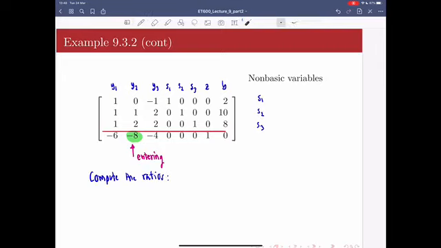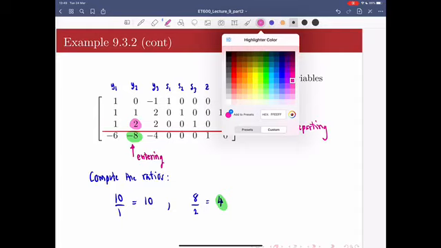So divide 10 by 1, the ratio is 10. And the other ratio is divide 8 by 2, which is 4. And then we compare between those two ratios and find the smallest non-negative number. Between 10 and 4, 4 is smaller, and that is the smallest non-negative ratio. We get that smallest non-negative ratio from the third row. So it means that your S3 is going to be the departing variable out of this step. So I'm going to put down saying that this is departing. And this guy will be our pivot element.